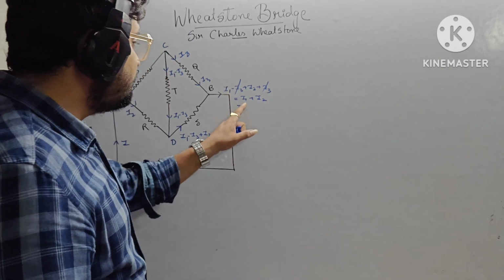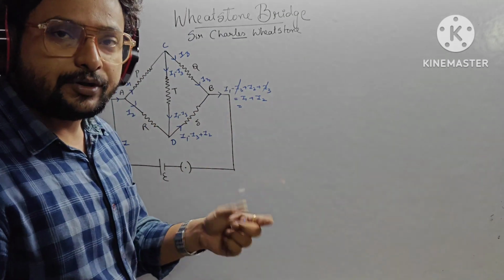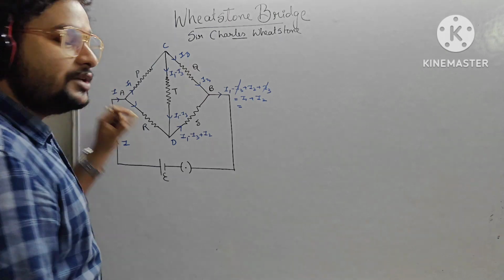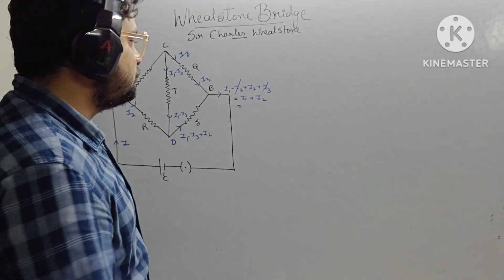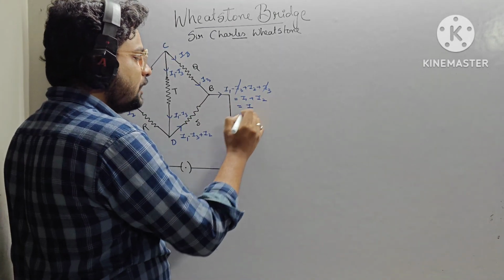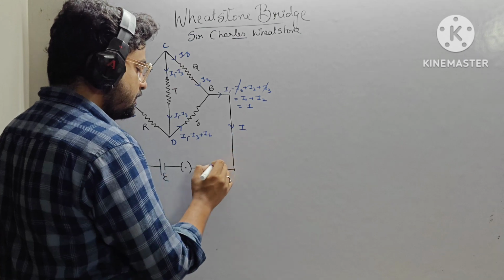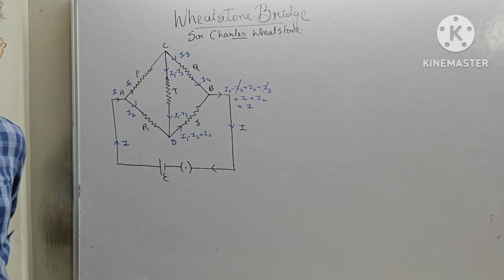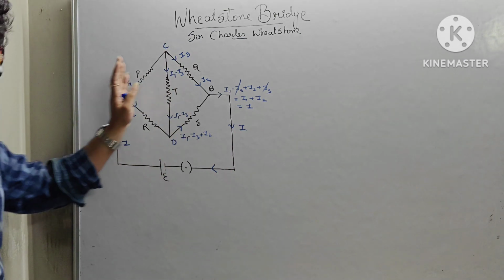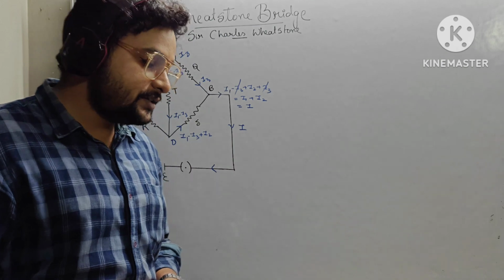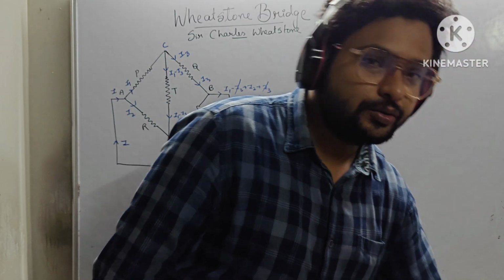And we know I1 plus I2 is equal to I, because initially I was only divided into two currents, I1 and I2. So I1 and I2 is equal to I. So through this branch, current I will be flowing. Okay, so this is the division of current. This is how current is going to flow through this branch.